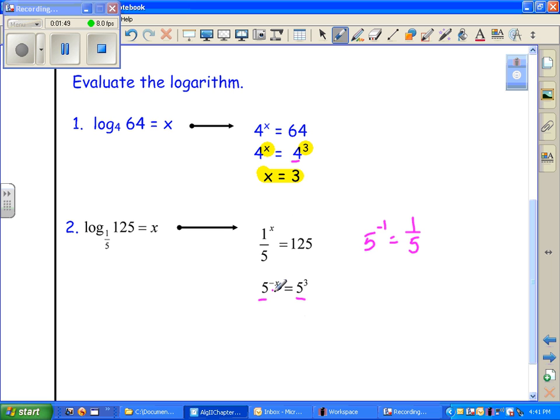So what we're going to do is we're going to take our exponents and set them equal. So negative x equals 3, and you have to change the sign on the x so that you have x equal to negative 3 by multiplying or dividing by negative 1 essentially there to get x to be positive. So x is negative 3 on number 2.